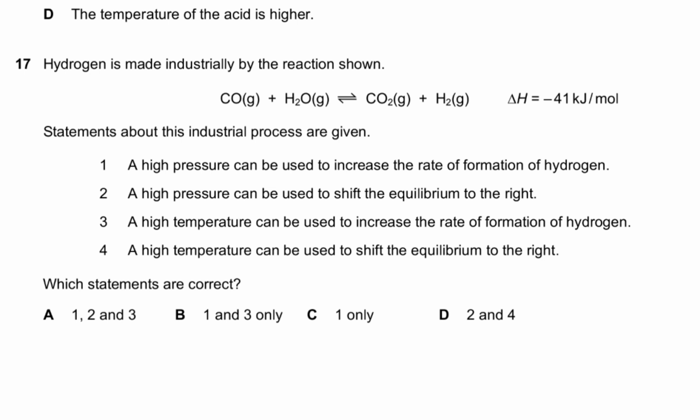High pressure can be used to shift the equilibrium to the right. And then a high temperature can be used to increase the rate of formation of hydrogen. Yes, if it is higher, it will increase. Then high temperature can be used to shift the equilibrium to the right. So for 17, the B option is correct because 2 and 4 are contradictory, same as 3 and 4. So we can only have two options, 1, 3 and 2, 4.